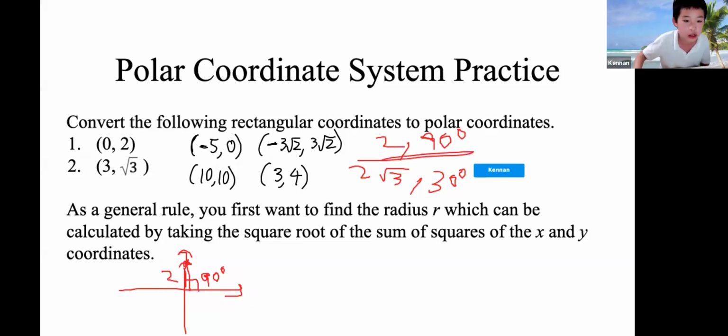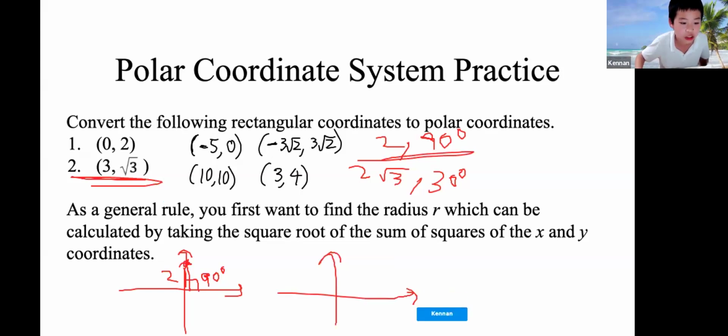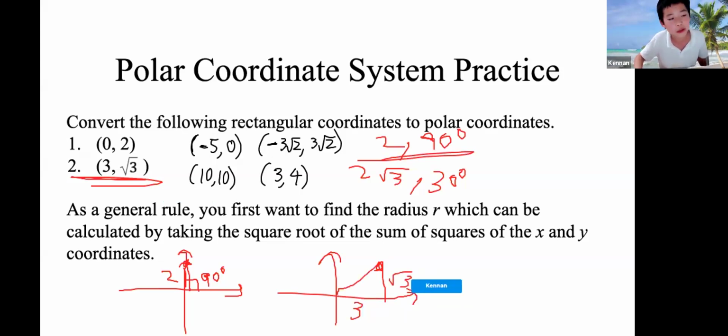This is 90 degrees. And for this part, we have a 30, 60, 90 triangle. Let's say for this point, this is 3, and this is square root 3. By the 30, 60, 90 triangle, this is 30. And we know this is 2 root 3. So basically this is 2 root 3, 30 degrees. I think both of them are correct.